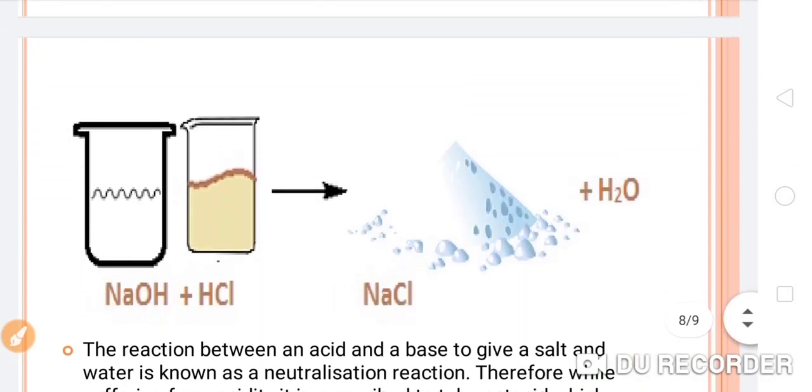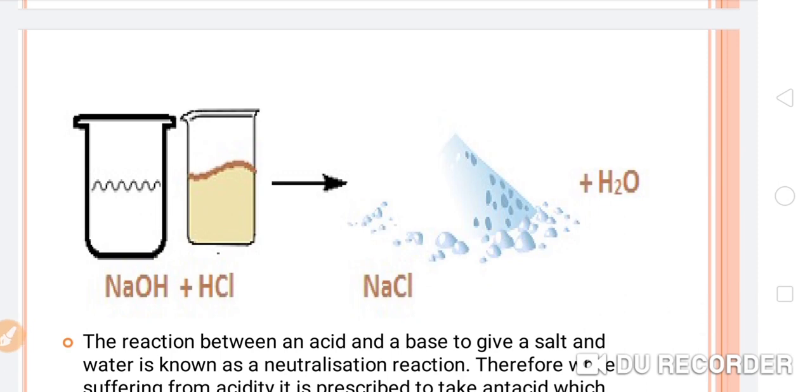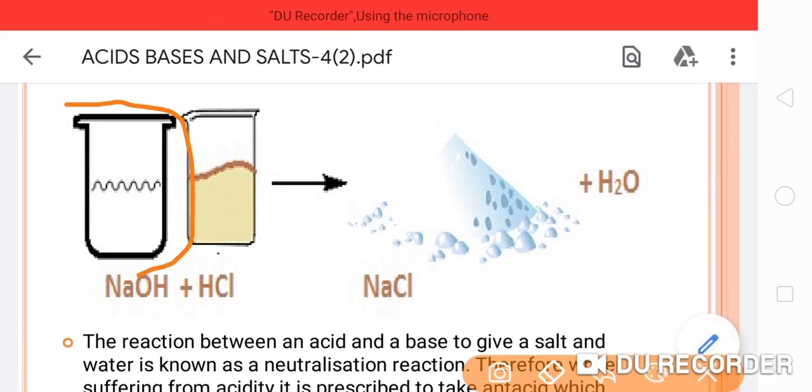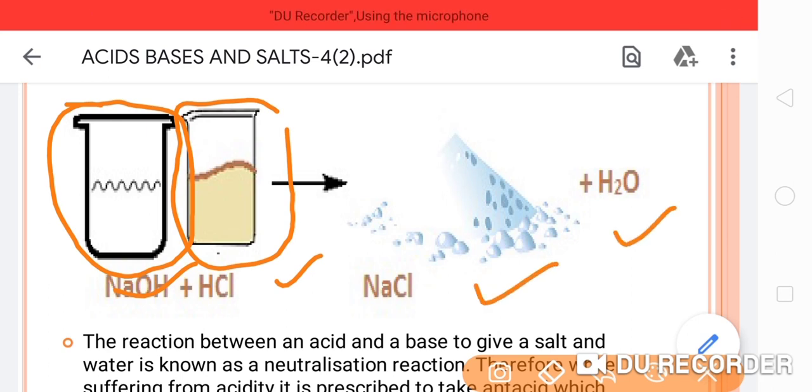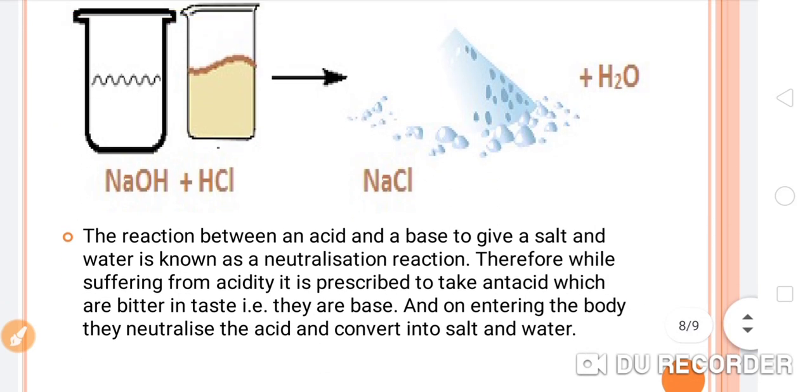You can see in this figure there is a sodium hydroxide solution. I have taken a sodium hydroxide solution in a test tube and a second test tube having HCl solution, and when we mix both of them, it will convert into NaCl and water will form. The reaction between an acid and a base to give a salt and water is known as a neutralization reaction, which I have already explained to you.